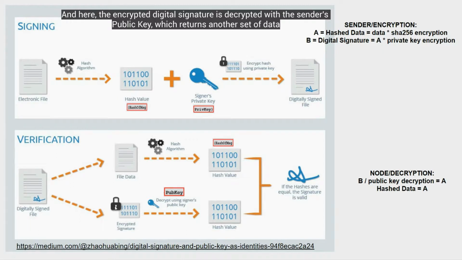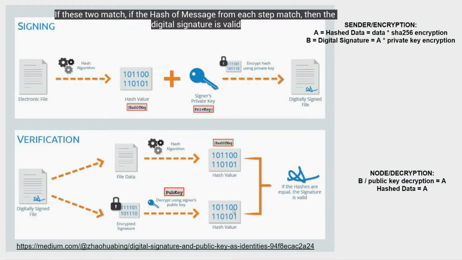And then here, the encrypted signature, so the digital signature, is decrypted with the sender's public key to return another set of data. If these 2 match, if the hash of the value here matches the hash of the value here, the hash of message, then the digital signature is valid.